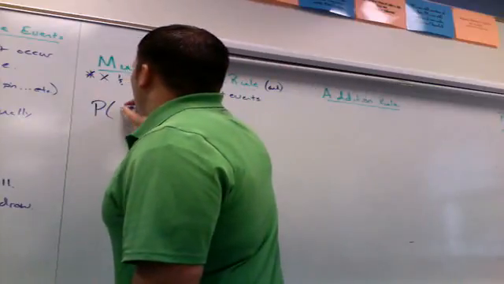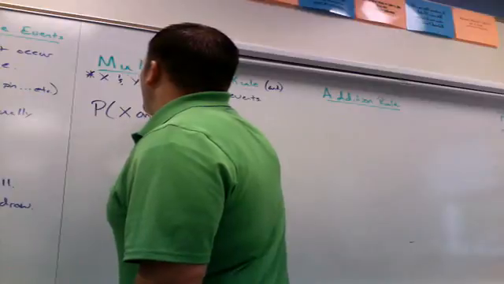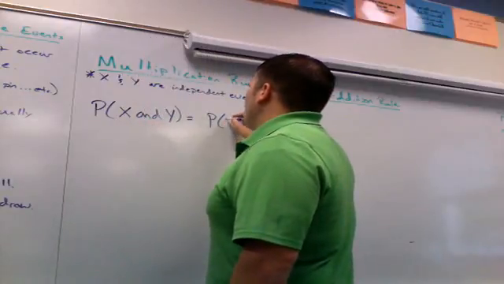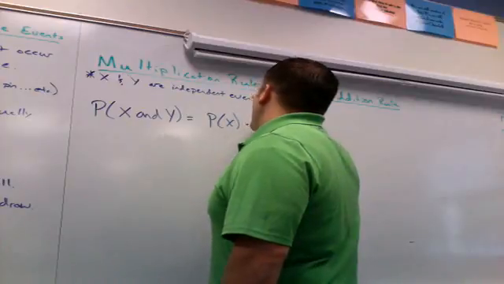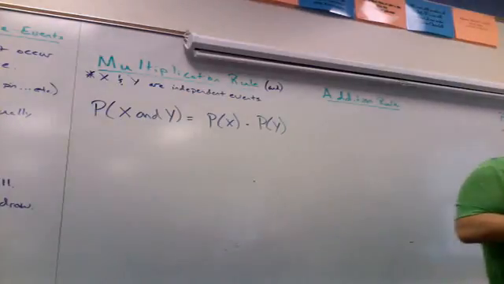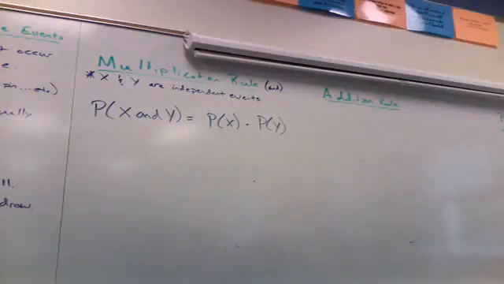So the multiplication rule tells us the probability of x and y equals the probability of x times the probability of y. So the probability of x and y equals the probability of x times the probability of y.